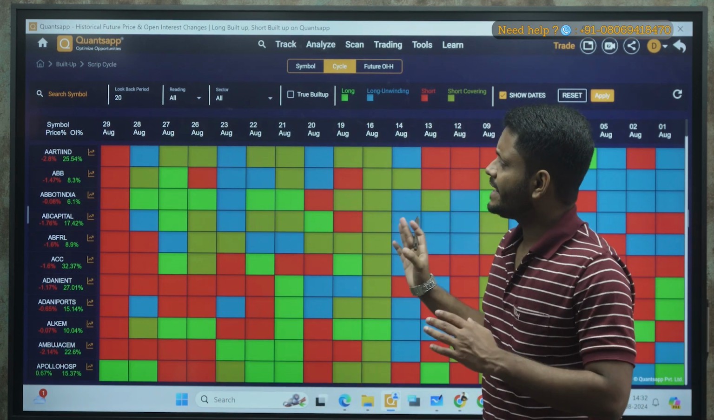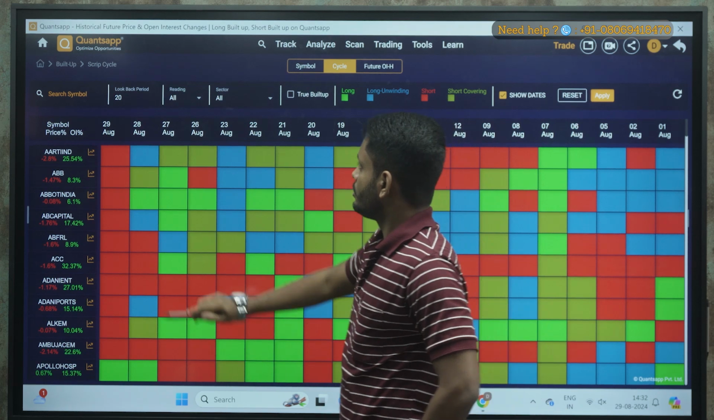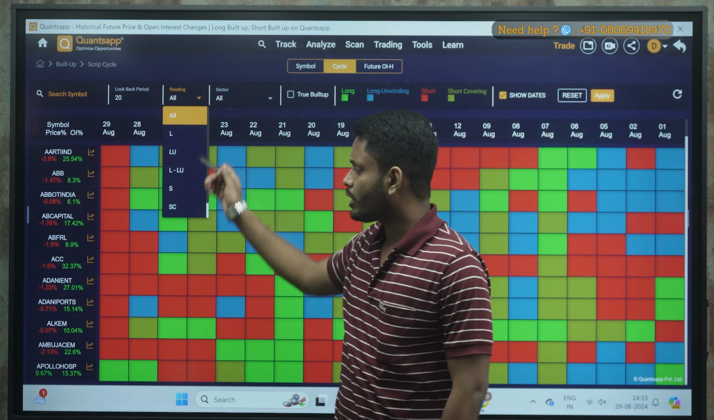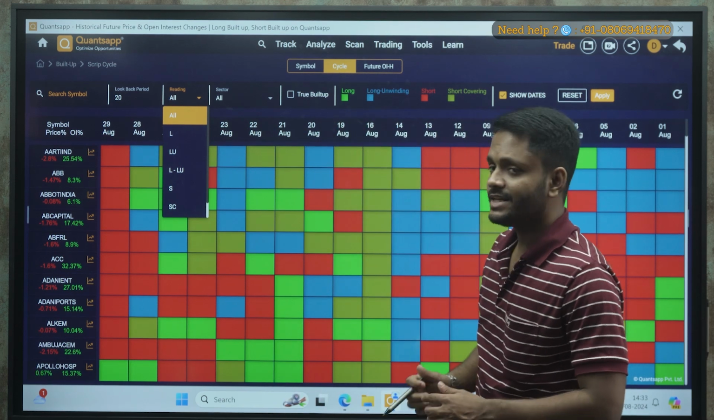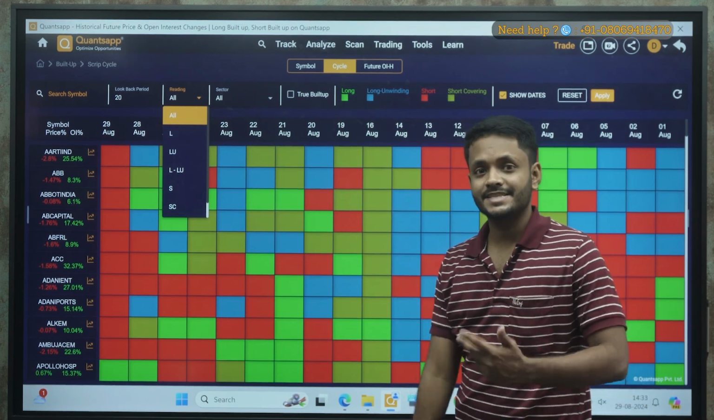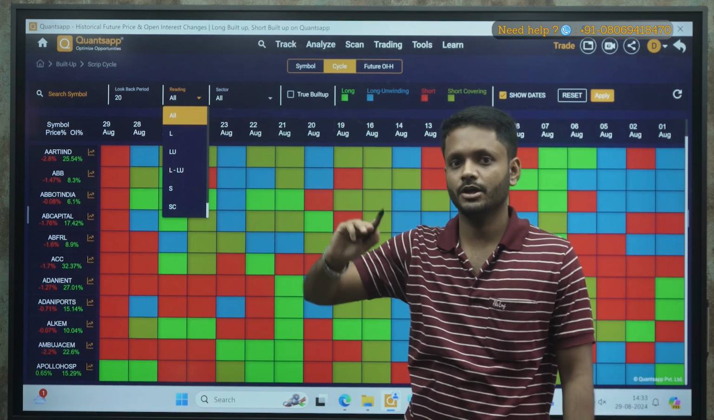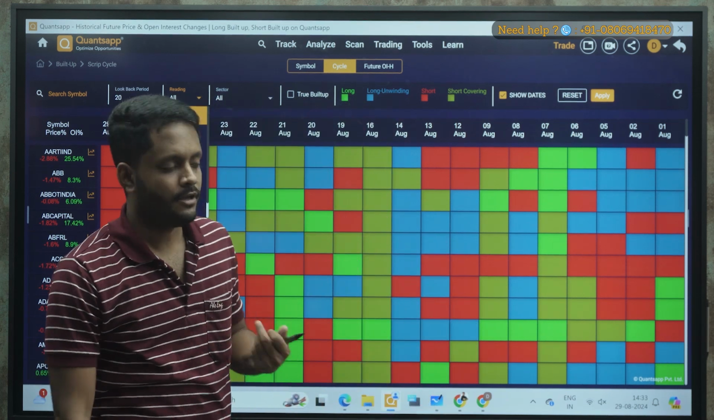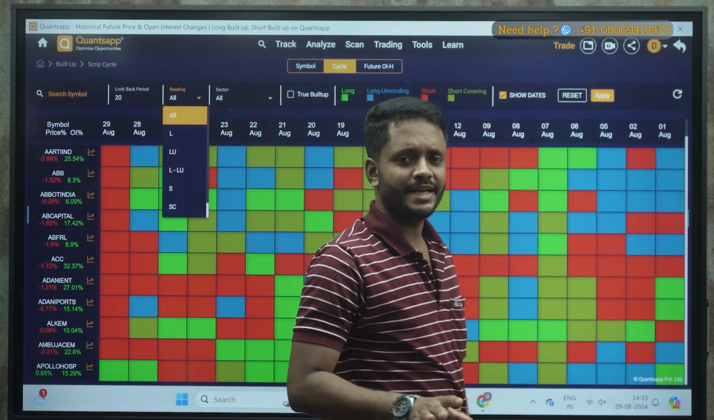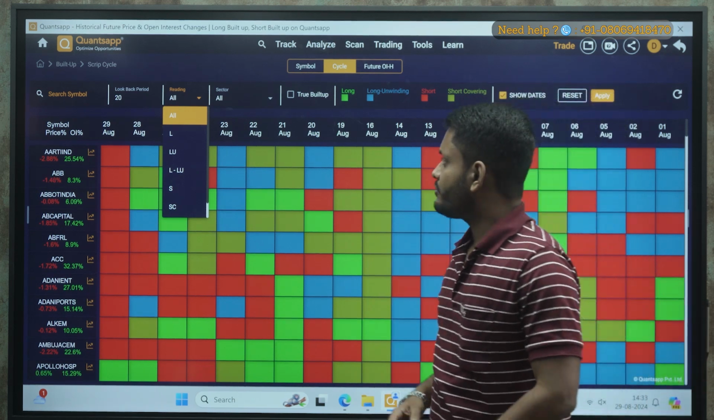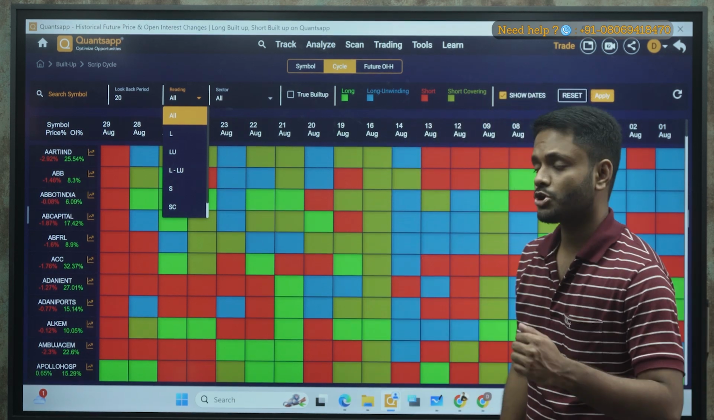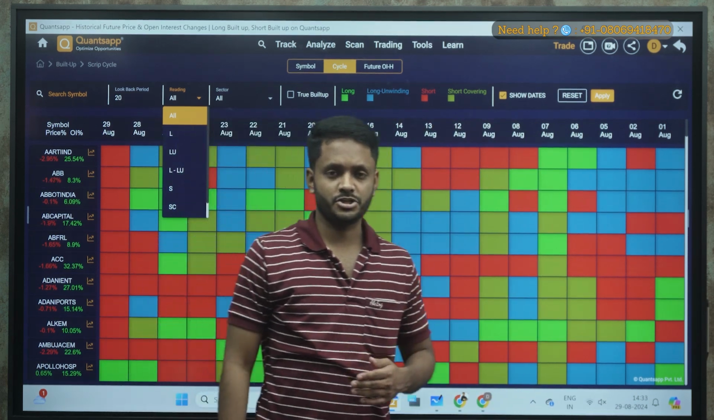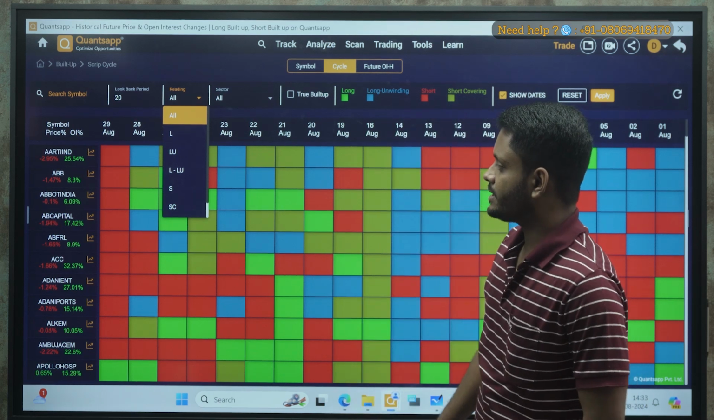So we are taking the data of the past 20 days as of now. Here there is an option of reading, like long unwinding, short covering, whatever you want to see. If a stock is following a long and long unwinding cycle, we can say that the overall sentiment is on the bullish side. And if a particular counter is following a short and short covering cycle, we can say the overall sentiment is bearish. So now let us go and check the cycle.